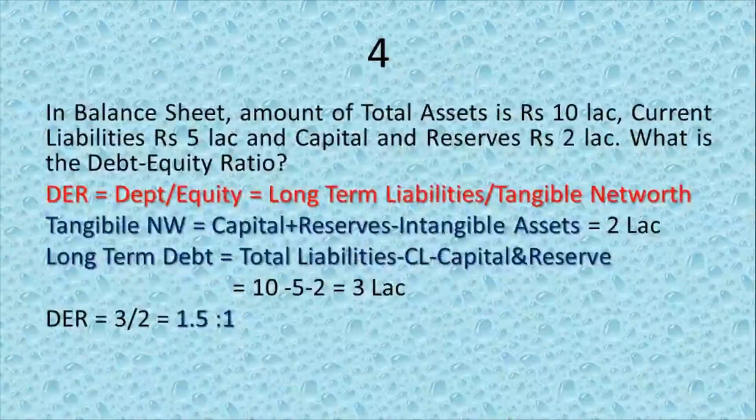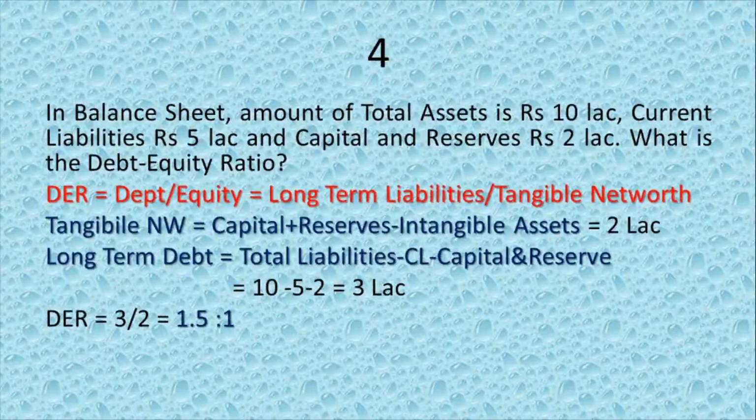Next question. In balance sheet the amount of total asset is 10 lakh, current liability is 5 lakh and capital and reserves is 2 lakh. What is the debt equity ratio? So the debt equity ratio is equal to debt divided by equity, which is further equal to long term liabilities divided by tangible net worth. So tangible net worth here is equal to capital plus reserves minus intangible assets. Intangible asset is not given, so we can leave that, but capital and reserve is 2 lakh is given, so that is tangible net worth. The long term debt is how we can calculate.